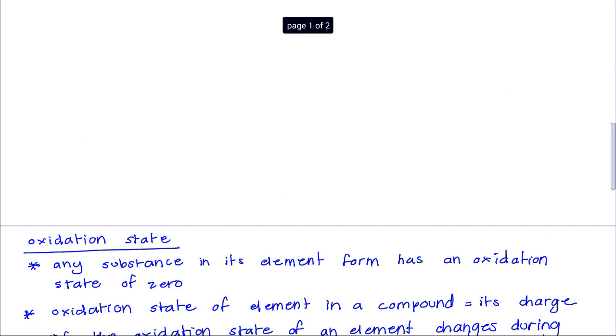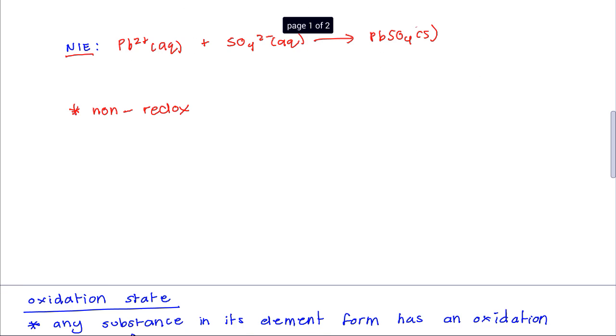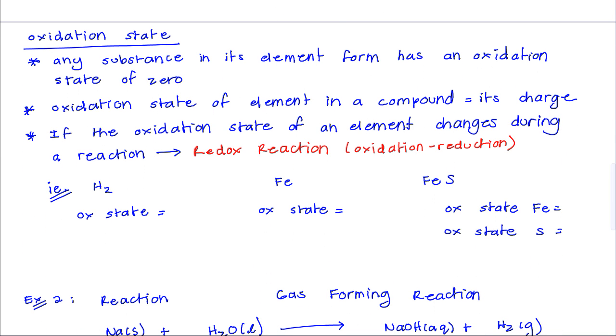So for all precipitation reactions, these are going to be non-redox reactions, meaning that electrons aren't being shuttled around in our reaction. We're not transferring any electrons. But let's look at some reactions where we are moving electrons around. And the first thing we need to talk about is what an oxidation state is. So this tells us for that element in that substance, what is the charge that it has? And we have a few rules.